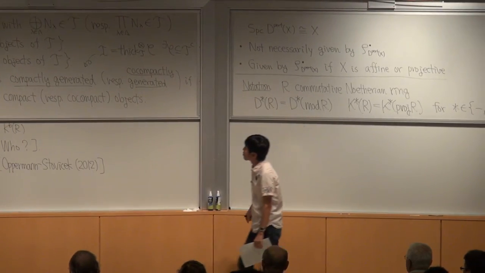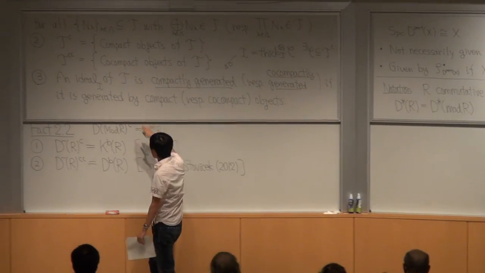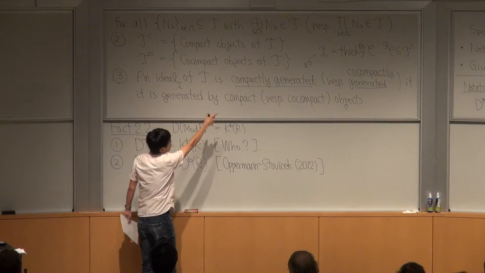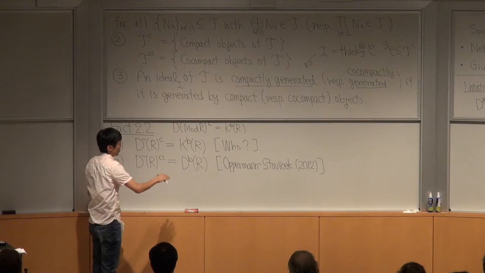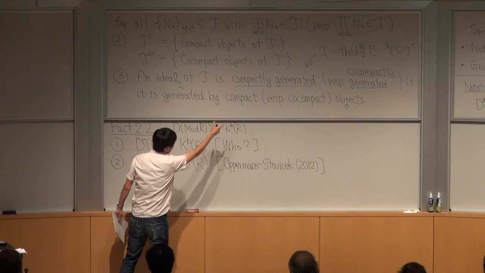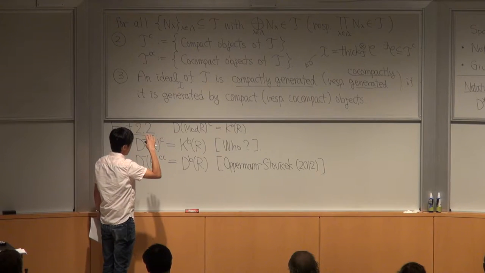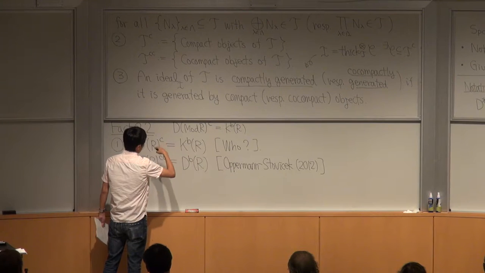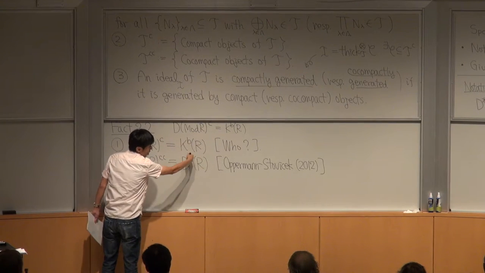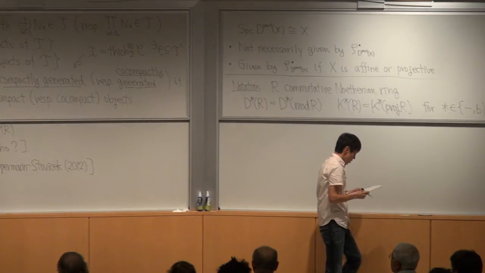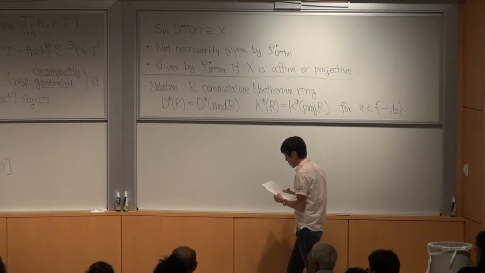So for our tensor triangulated category D^-(mod R), compact generation and co-compact generation are already explicit. A compactly generated ideal means the thick tensor closure of some objects in K^b(proj R).